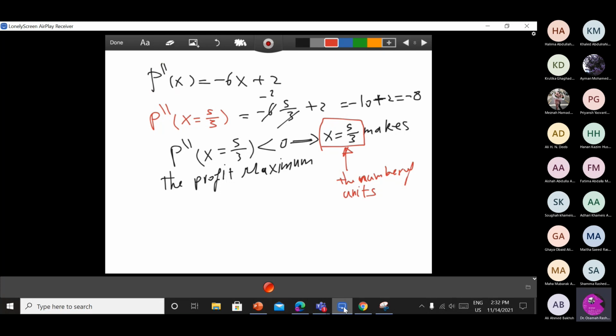I am looking for b double dash, or the second derivative, at x equal to 5 over 3. So I replace x by 5 over 3, right? So minus 6 times x is 5 over 3. You cancel out the 3 with the minus 6, give you minus 2. Minus 2 times 5, minus 10. Minus 10 plus 2 is minus 8.